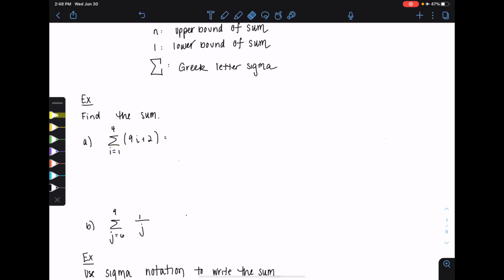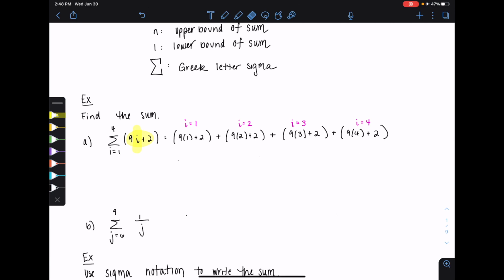So I'm going to plug in i equals 1 first, then i equals 2, i equals 3, and i equals 4 into this expression. When we plug in i equals 1, that would be 9 times 1 plus 2. We add to that plugging in i equals 2, which would be 9 times 2 plus 2. Add plugging in i equals 3. Add plugging in i equals 4.